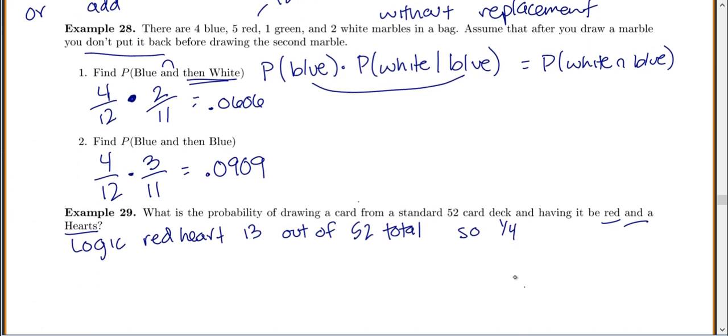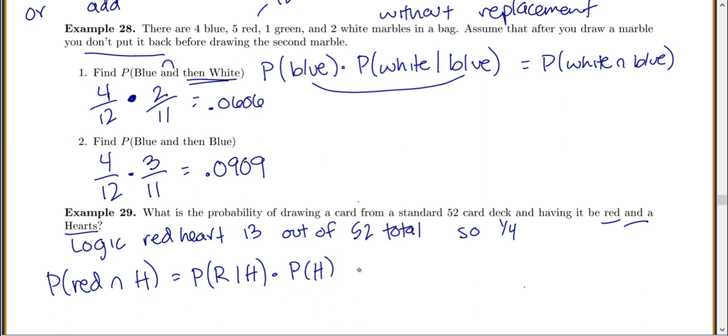Now you could do this with our actual formulas. So the probability of red and hearts. I'm just going to do an H there. So probability of red and hearts, you have to do a conditional probability. Now in this case, which conditional probability do we know? It doesn't actually matter. You could pick either one. So let's do red given hearts. And then I would have to times it by the probability of hearts. You always times it by the probability of what's given.